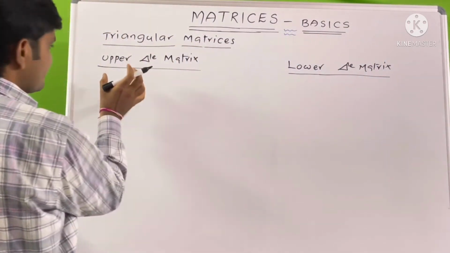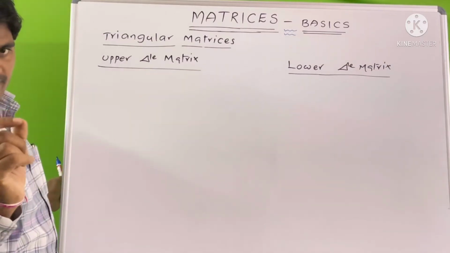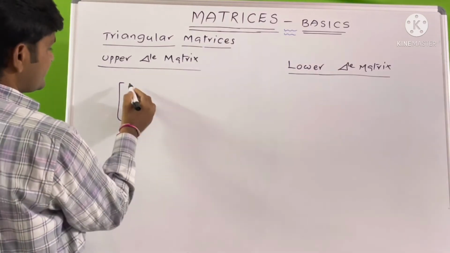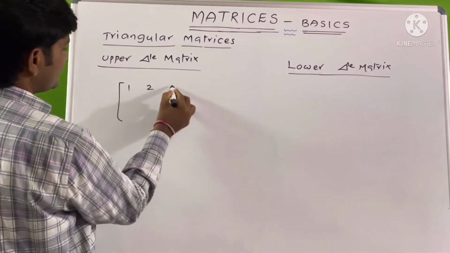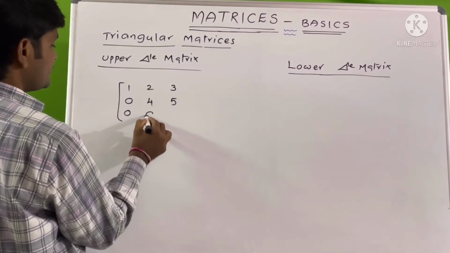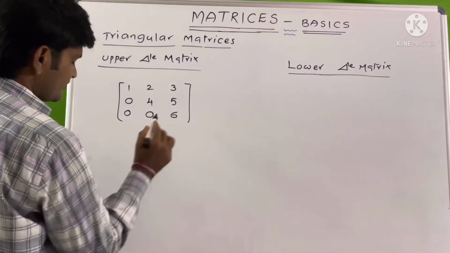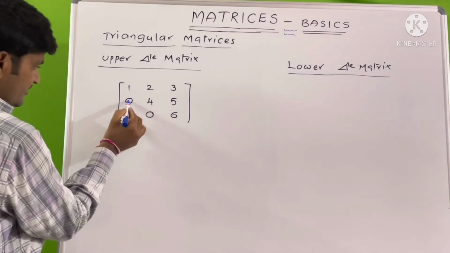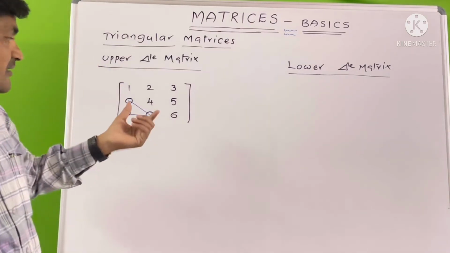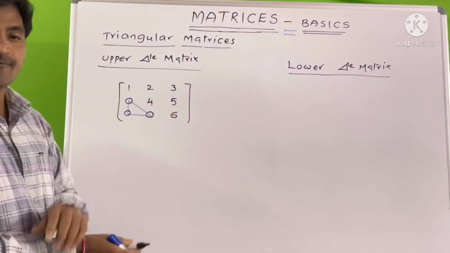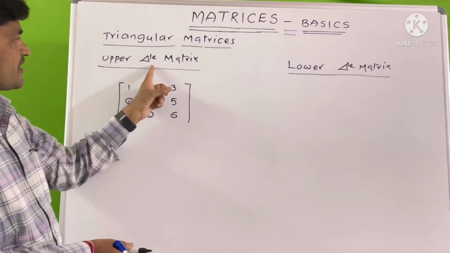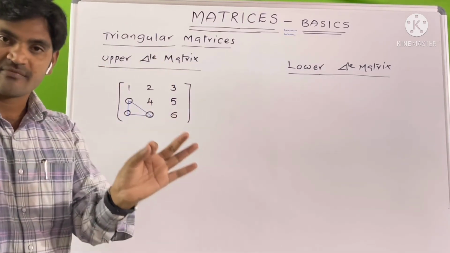First of all, I am giving an example for upper triangular matrix. Observe here, upper triangular matrix example: 1 2 3, 0 4 5, 0 0 6. Observe here, by joining these three zeros we form a triangle on the lower side of the matrix. So this is the example of an upper triangular matrix.